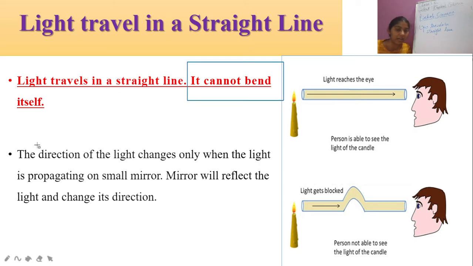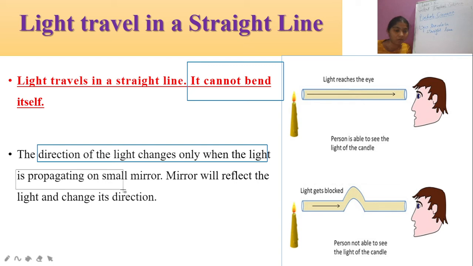The direction of light changes only when the light is propagated on a small mirror. So you have heard about this. This is a mirror I have in my hands. With the help of a mirror we can change the direction, but the light cannot change by its own. So we require a medium. We require a medium to change the light direction. So a mirror is required to change its direction.